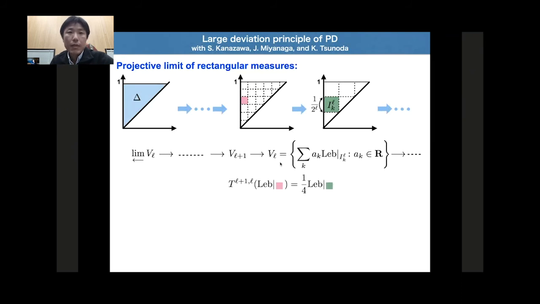Then from L plus 1 to L, we define a linear map by this, namely flattening the measure on the pink grid to that on the green grid containing that pink grid. Since we have four grids in this green one, we have this constant. But basically, this is just flattening the original measure into the bigger one. So we can easily see that this defines a projective limit of the measures.